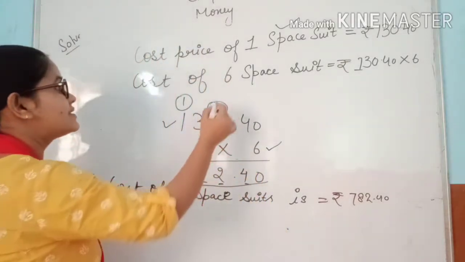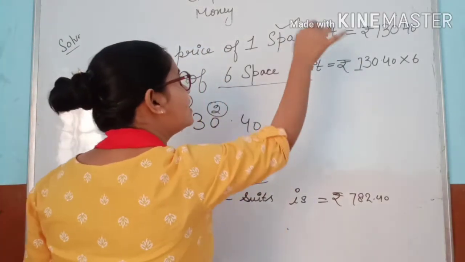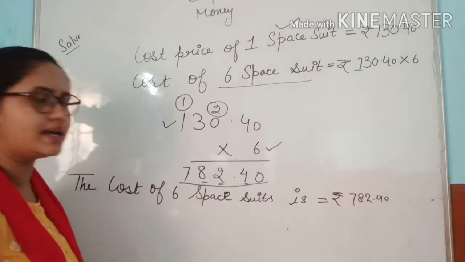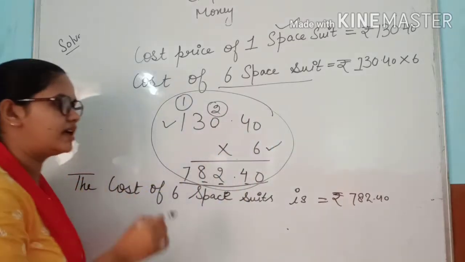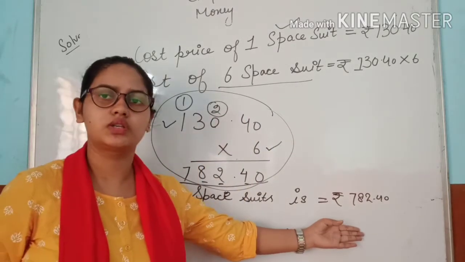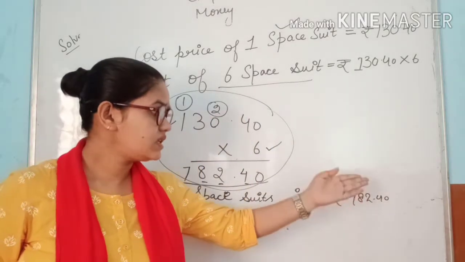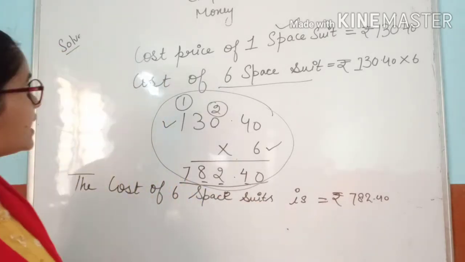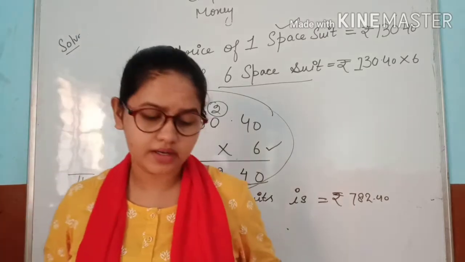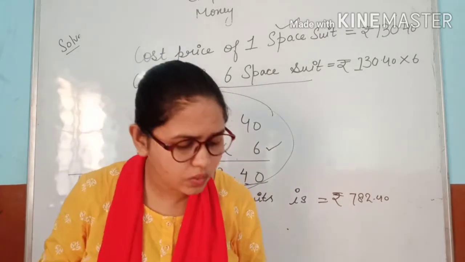So we know that if the cost of one space suit is 130.40 paise, we have to find out the cost of 6 space suits with this one space suit price. So how do we have to find? We have to find with multiplication. So we can find the answer for 6 space suits here is 782.40 paise, right? So this one is our 9th sum of statement. So come to the 10th one.